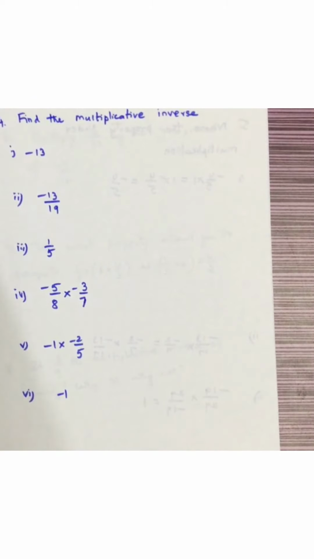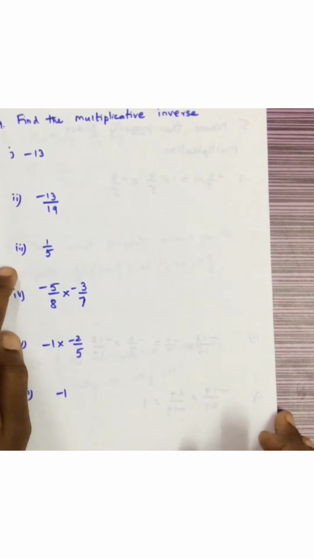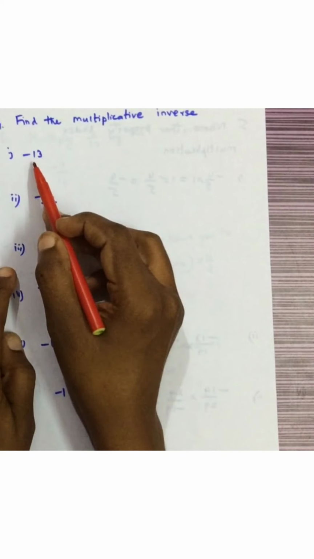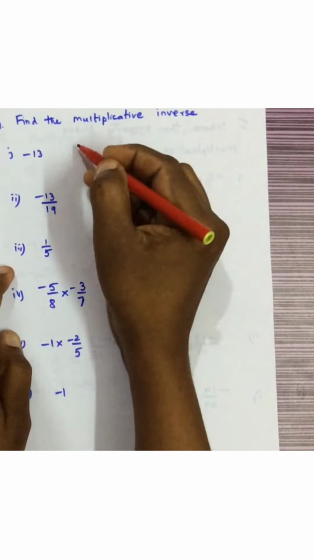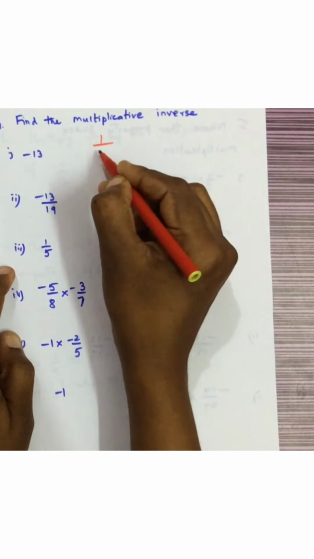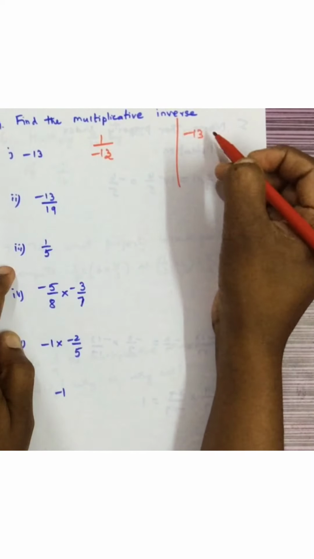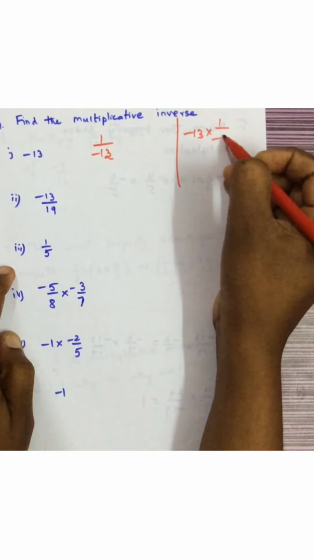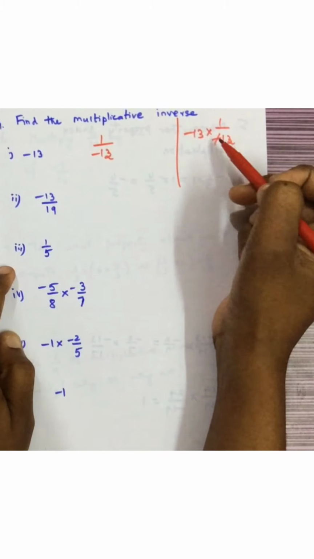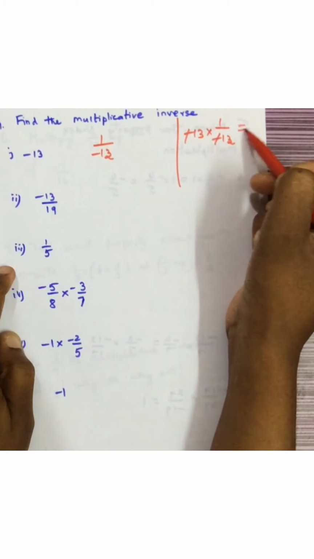Okay. So the fourth problem is: find the multiplicative inverse of, first, minus 13. What is the multiplicative inverse? You can also call it the reciprocal. You have to find the reciprocal of the following. So what is the reciprocal of minus 13? It is 1 by minus 13. You can check it here: minus 13 multiplied by 1 by minus 13. The minus and minus get cancelled, 13 gets cancelled, and you will get 1.